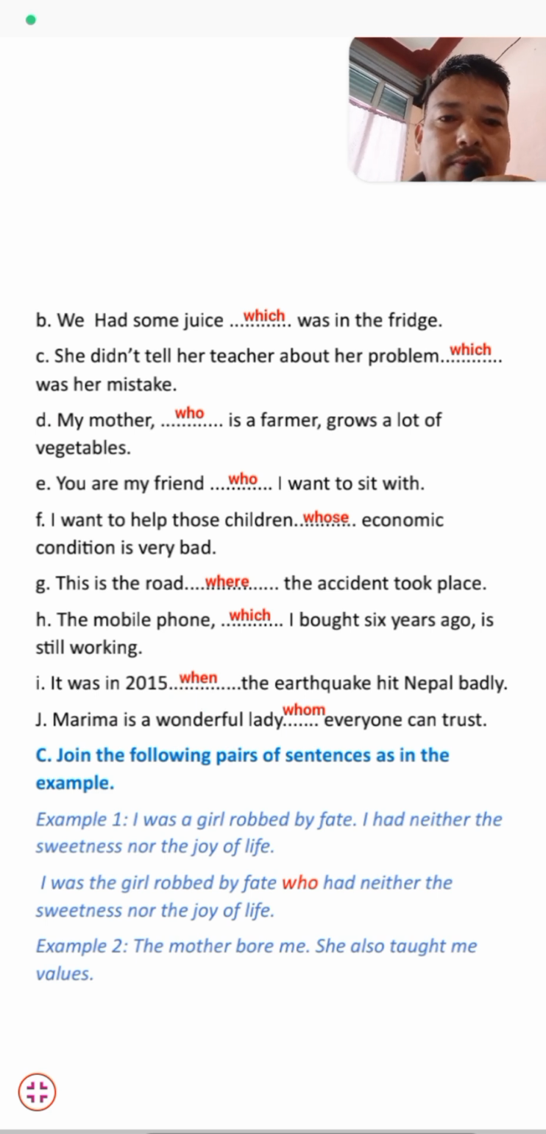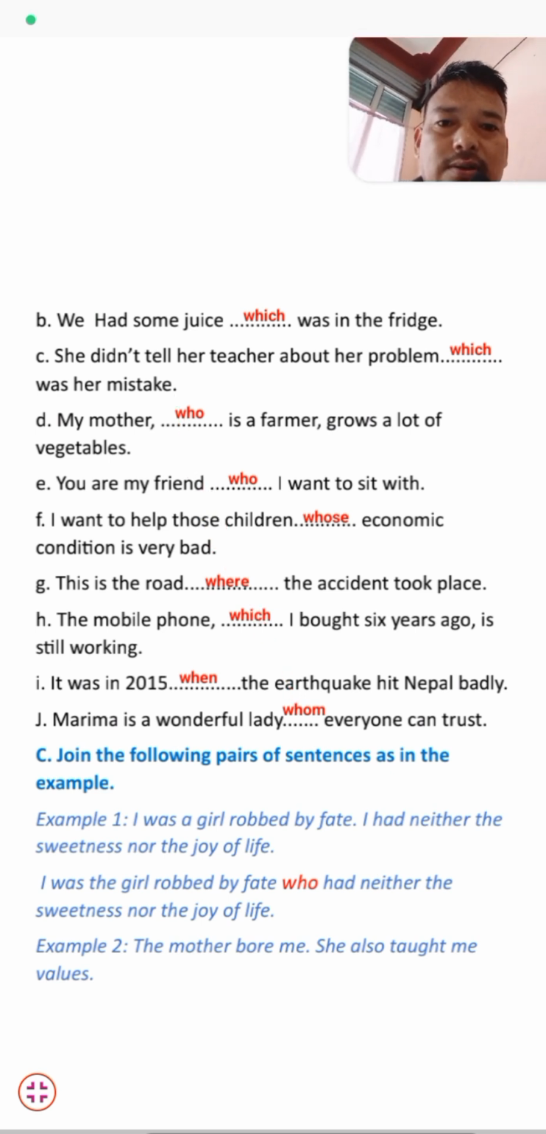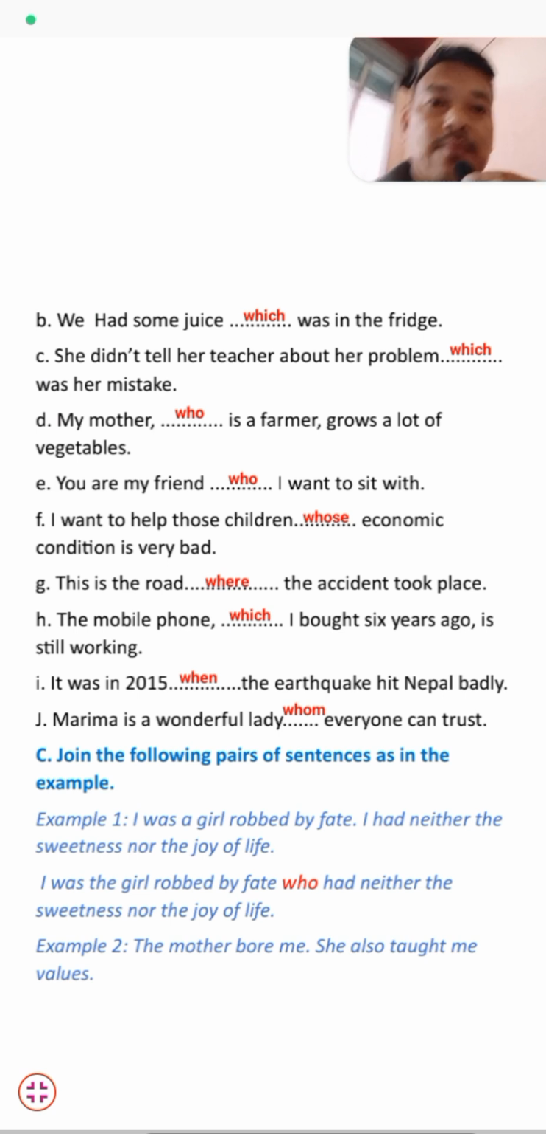Marima is a wonderful lady. It's a lady, again a person everyone can trust, whom everyone trusts. Students, it's all about the relative clauses that we have used here. And now exercise number C. Again, join the following pairs of sentences as in the example. So students, first you have to discuss and study all these examples, and then you have to do the exercise.